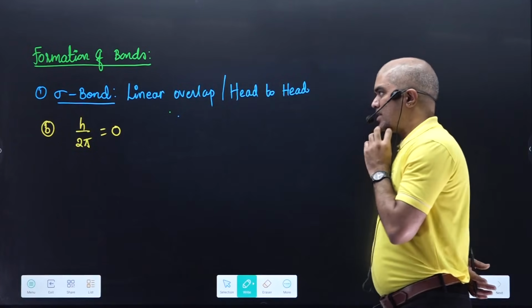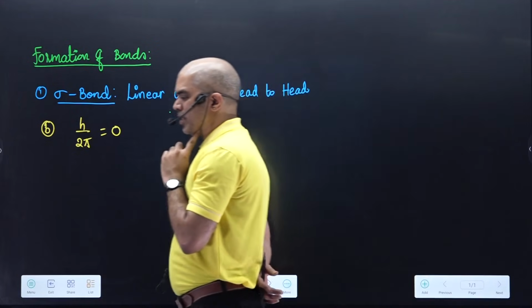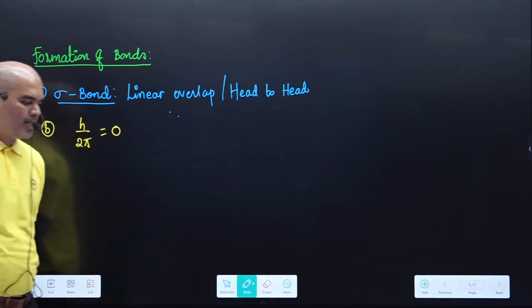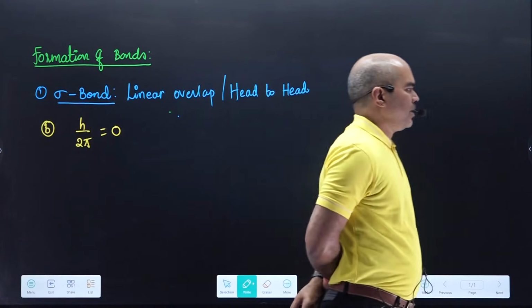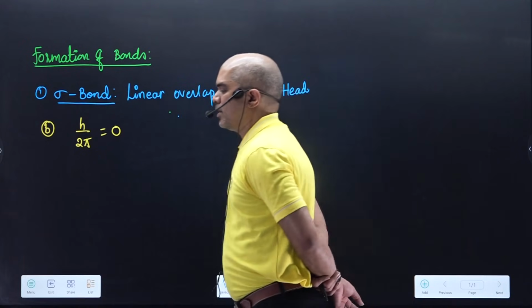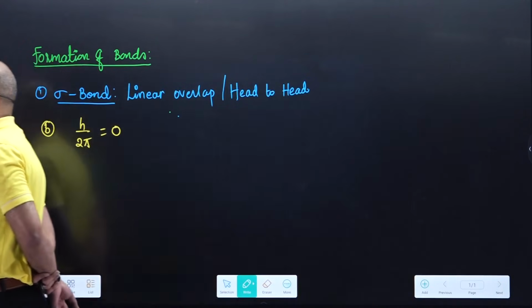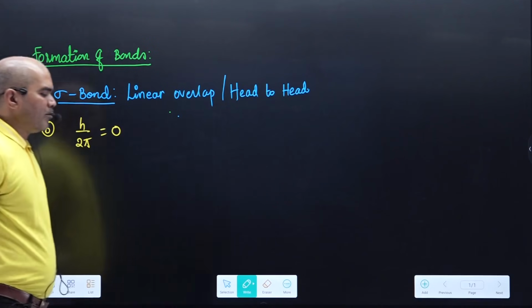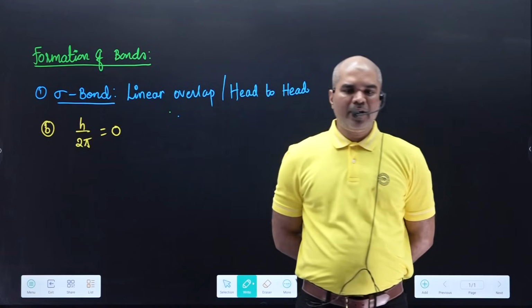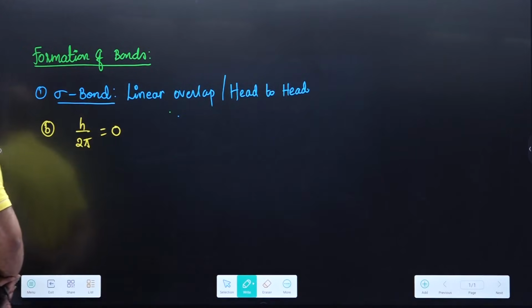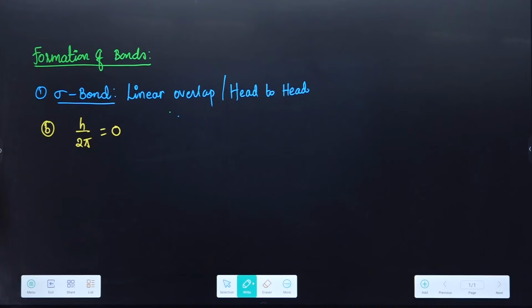These molecular orbitals are formed from the combination of those atomic orbitals whose h by 2 pi orbital angular momentum, in future you just abbreviate it as OAM, h by 2 pi orbital angular momentum values are 0.